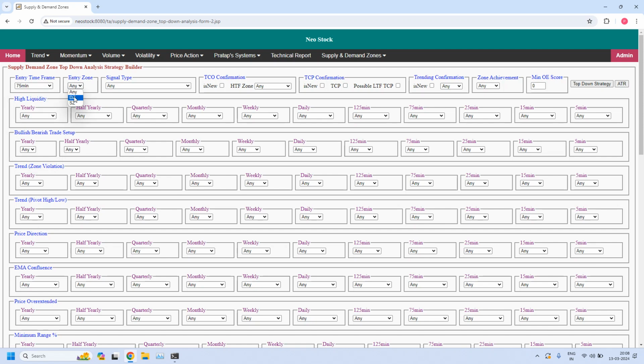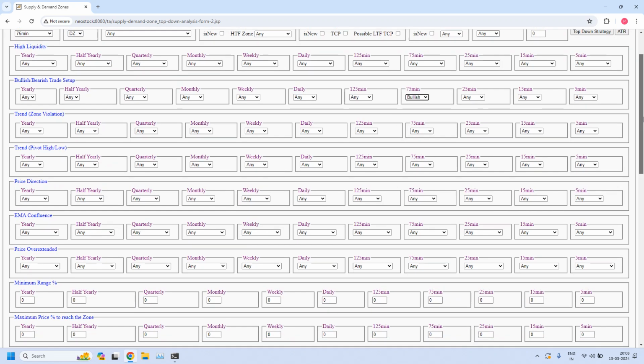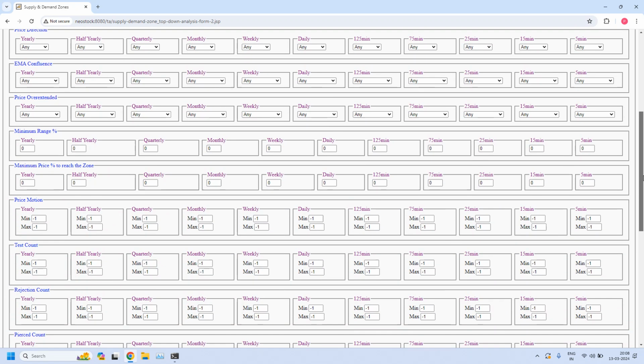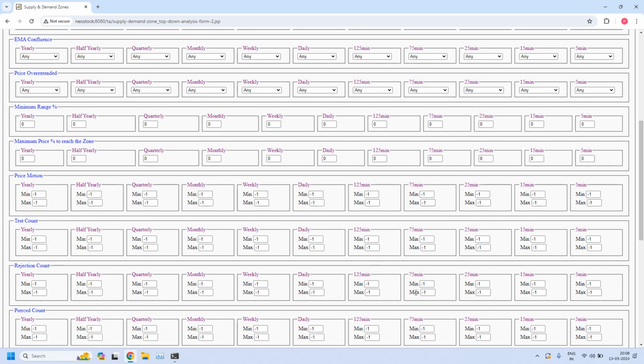Entry zone should be demand zone because it is a bullish trade setup. And in the bullish or bearish trade setup parameter, in the 75 minutes time frame, I am selecting the value bullish. Now let us add the filters. The first filter is we don't want pierced zones. So I am setting the pierced count for 75 minutes as 0. The 75 minutes demand zone should not be pierced. This is the first filter.